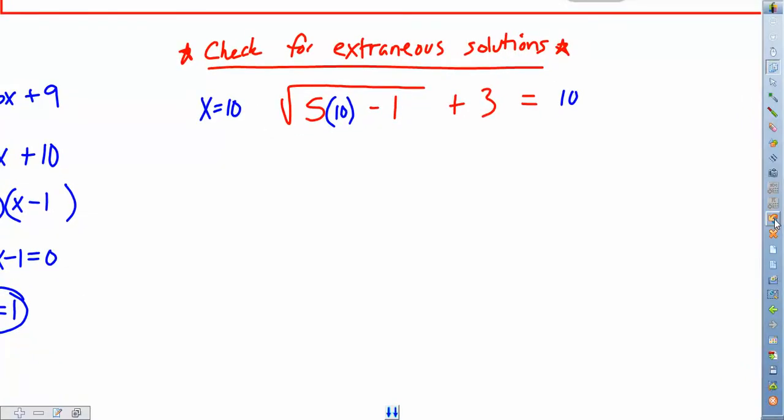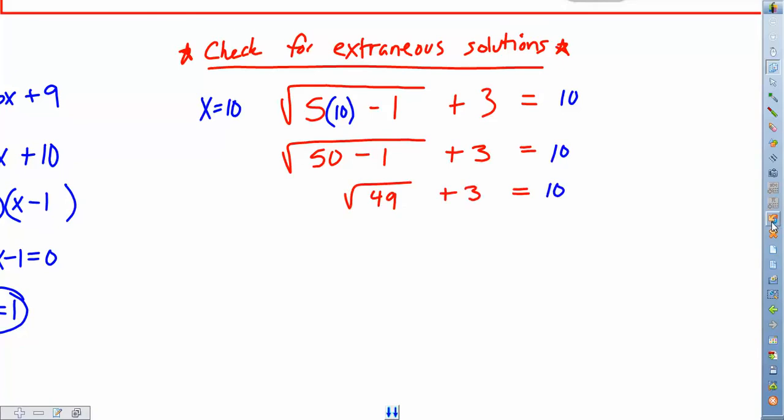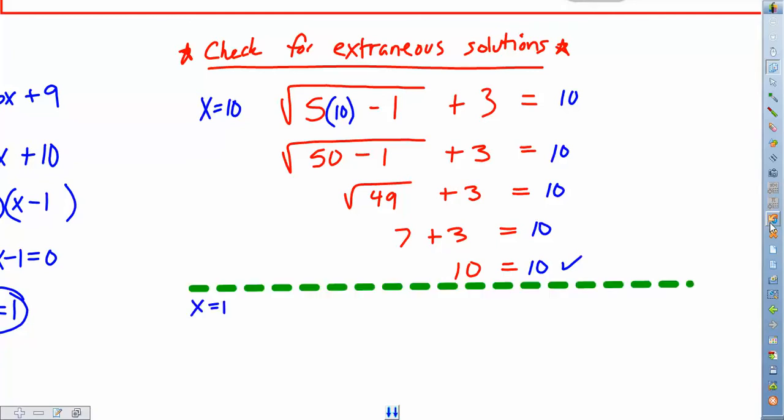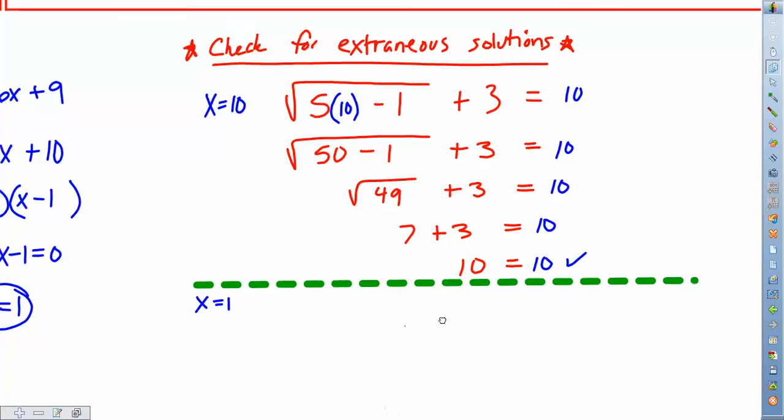So first move, don't we have to do the 5 times the 10 because it's underneath the radical? So that would give us 50 minus 1. We still have to do 50 minus 1, which would give us the 49. And by the way, this is the square root of 49 plus 3 equals 10. This is looking promising. Square root of 49, wouldn't that be 7? 7 plus 3, 10. Yay! And there was much rejoicing. Okay? So that answer is okay. We can keep it.